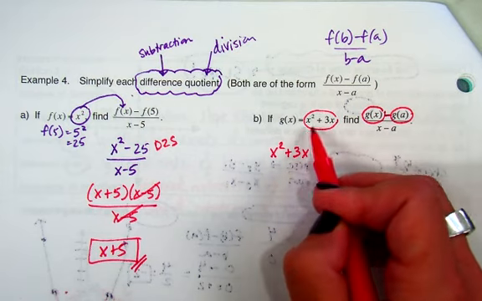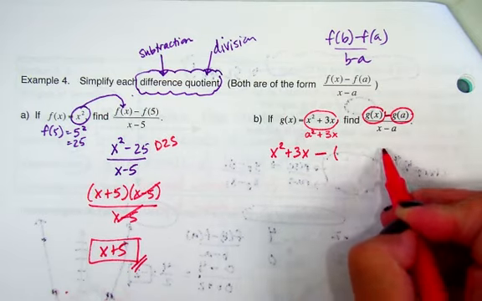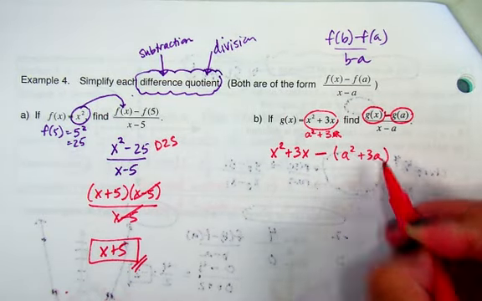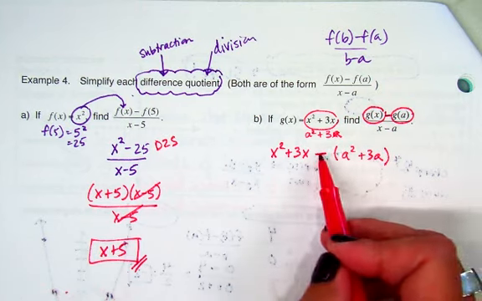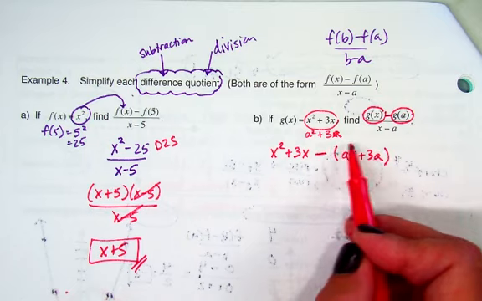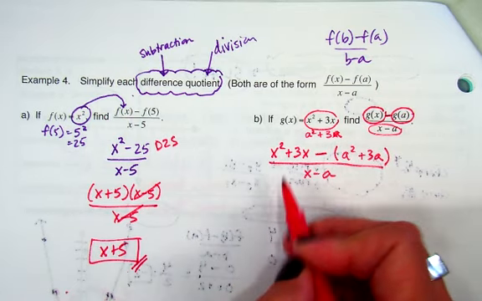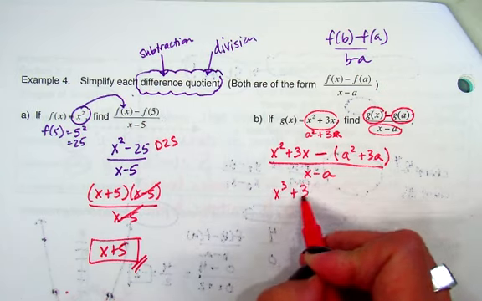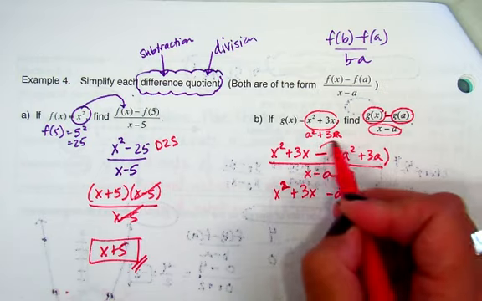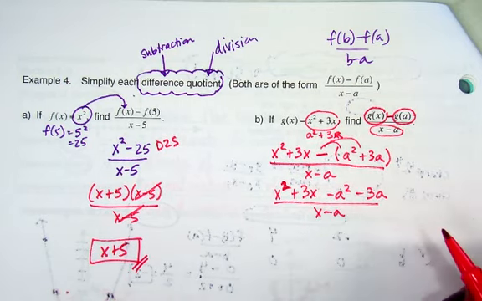Well, g of a is the same thing, except I just plug in a's instead of x's. Just be really careful when you're subtracting that you plug in a's and that you subtract the whole thing. So that negative here in the middle is going to distribute to both of them. Okay, this is all over x minus a. So I'm going to have x squared plus 3x, minus a squared, distribute that negative, minus 3a all over x minus a.